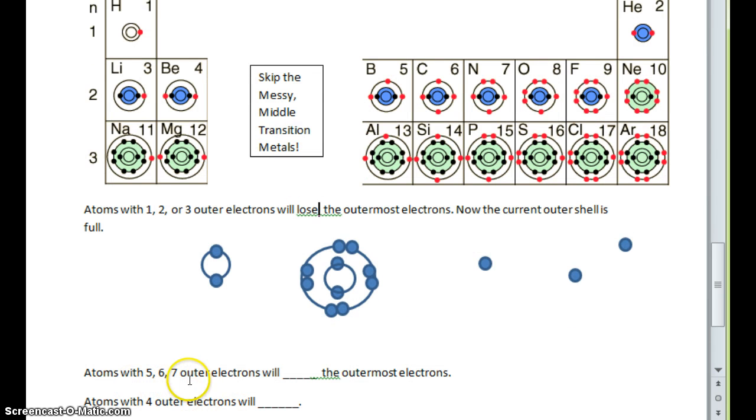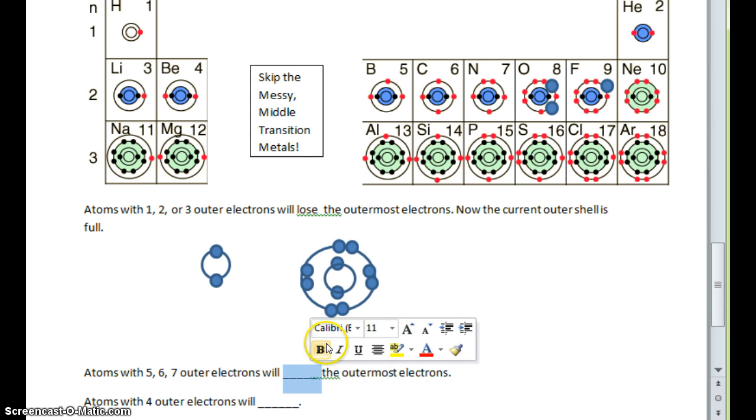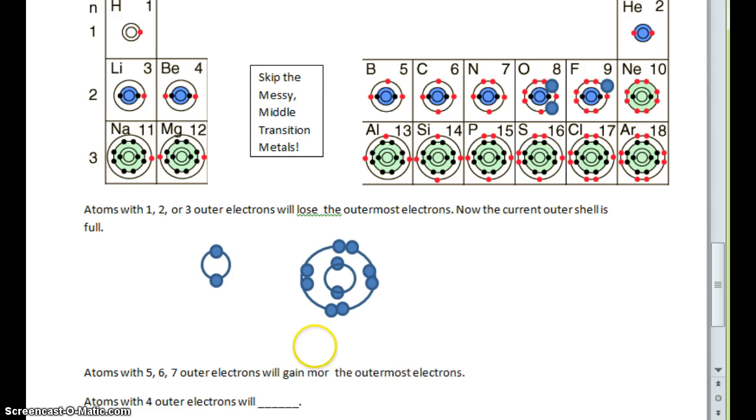Atoms with 5, 6, 7 outer electrons will gain electrons. So look here at fluorine. We see it just needs 1 more to be happy. Gimme, gimme, gimme. Oh yeah, that electron's going to sneak right in there. It's got a full outer shell. Look at oxygen. It needs 2 more. Gimme, gimme, gimme. Full outer shell, stable. So they are going to gain more outermost electrons.